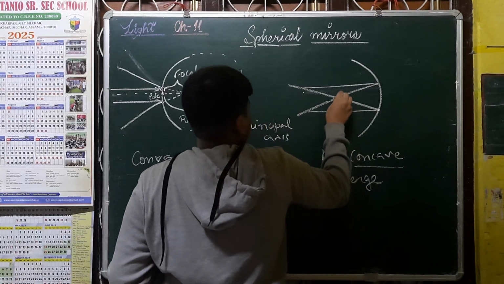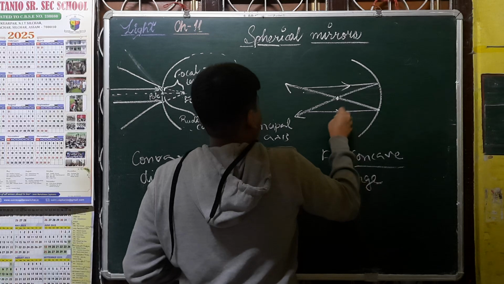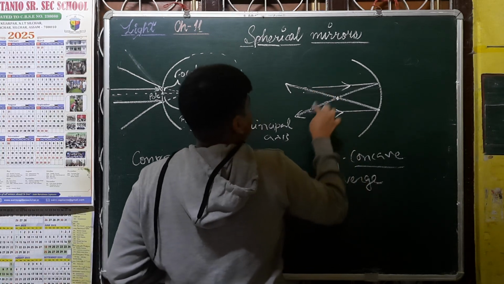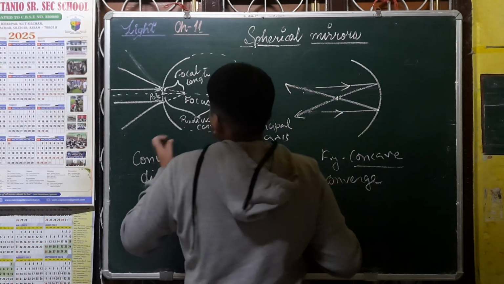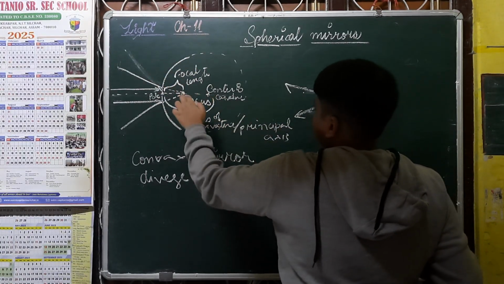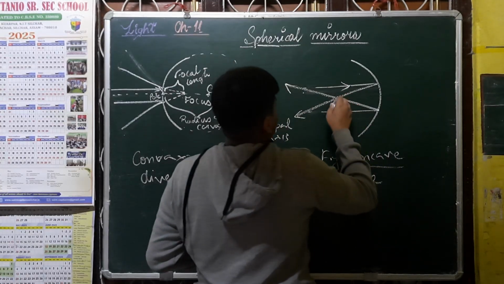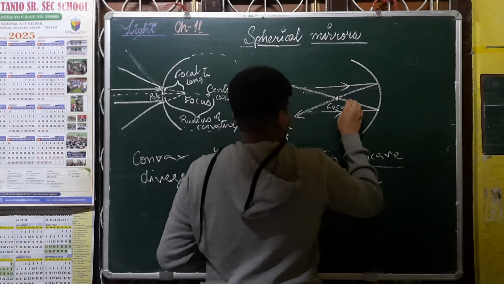After light rays strike the mirror, they will get reflected back again, and the point where the reflected rays meet, here in the convex mirror the reflected rays appear to meet in the focus, but here the rays are actually meeting in the focus.